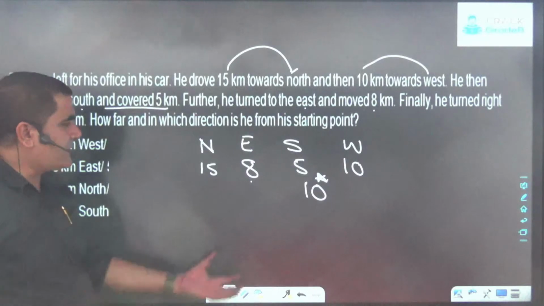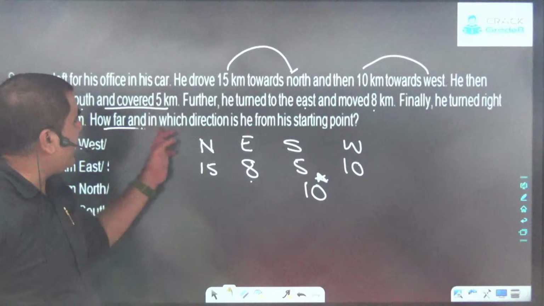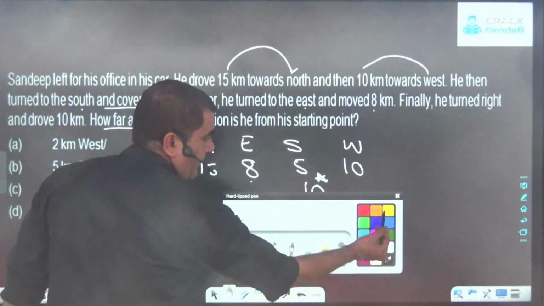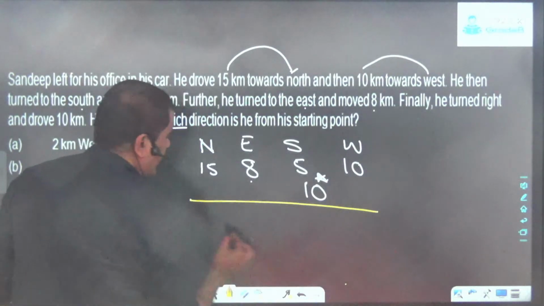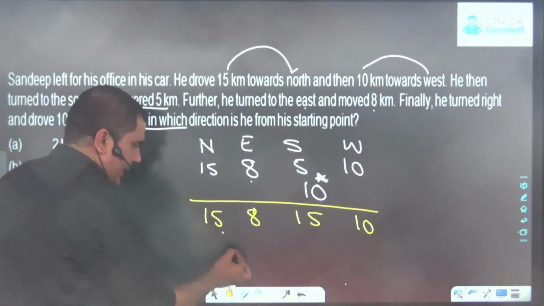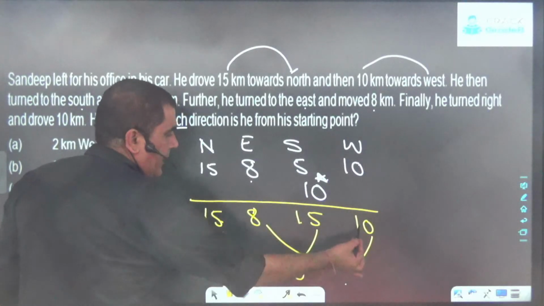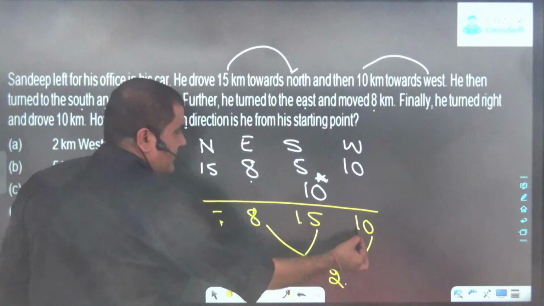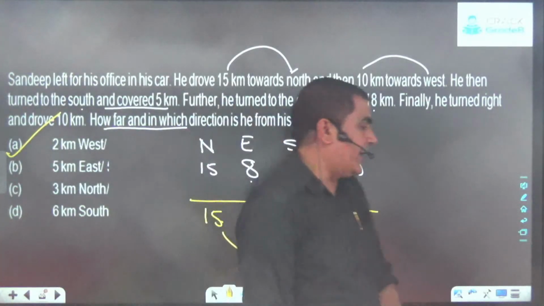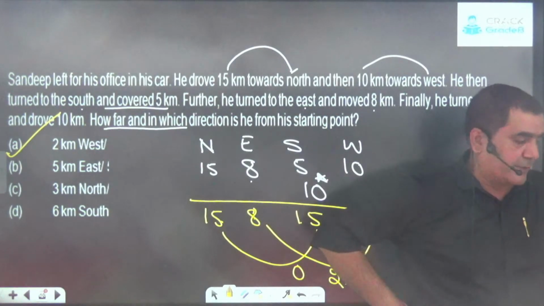If the examiner asks in which direction he is facing now, the answer should be south. Now here they are asking, how far and in which direction is he now from the starting point? Okay, let's go for it. This is 15. This is 8. This is 15. This is 10. Take the combination of these two. 15 minus 15 becomes 0. 10 minus 8 becomes 2. The bigger one is 10, written under west. The answer will be 2 west. 2 west is the answer. This is the unique way to solve any direction question based on movement.